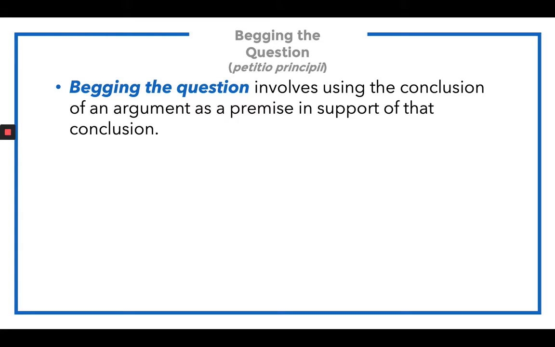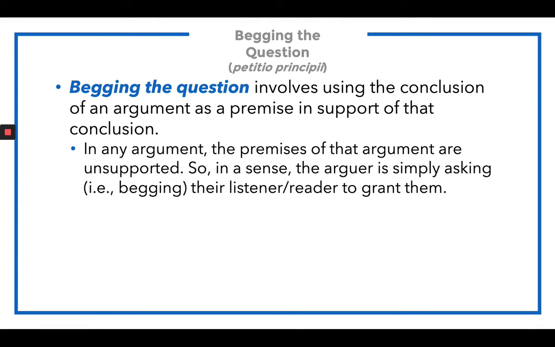The first fallacy we're going to look at is begging the question. Begging the question involves using the conclusion of an argument as a premise in support of that conclusion. Why is it called begging the question? In any argument, whenever we're arguing for something, the premises of an argument are unsupported. The conclusion is the thing that's supported, the premises are the things that are supporting that conclusion. So the premises themselves are unsupported.